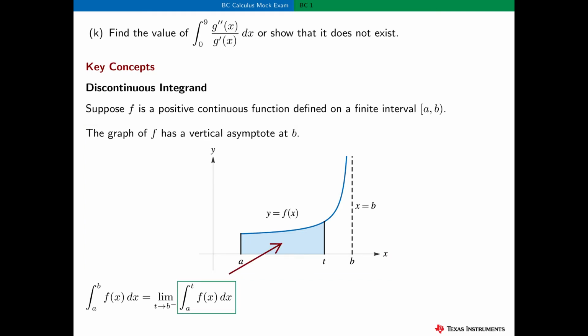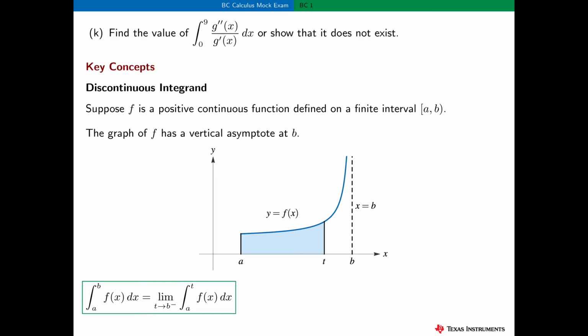The area of the part of R between a and t, in my graph this is the area of the blue shaded region, is the definite integral from a to t of f of x. And we can find this value in the usual way, using the FTC. And it seems reasonable to evaluate the integral of f of x from a to b by examining this definite integral, letting t get closer and closer to b from the left.